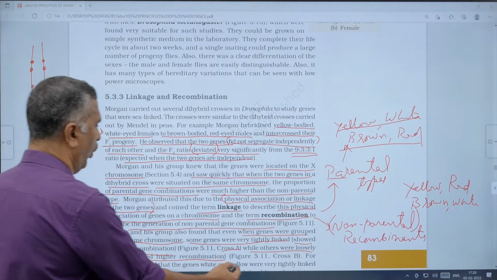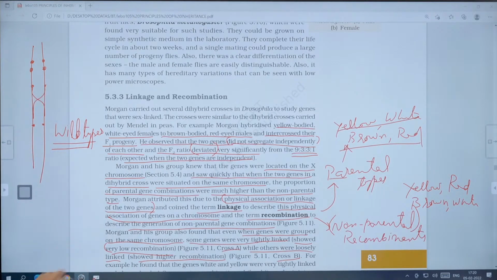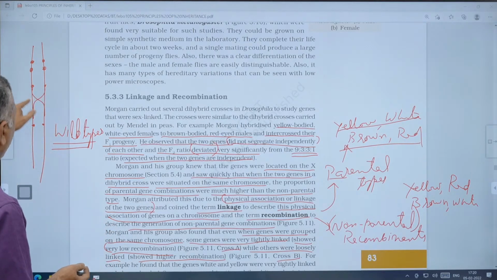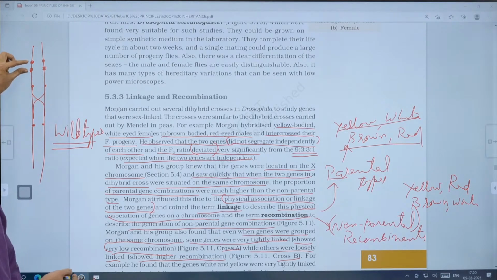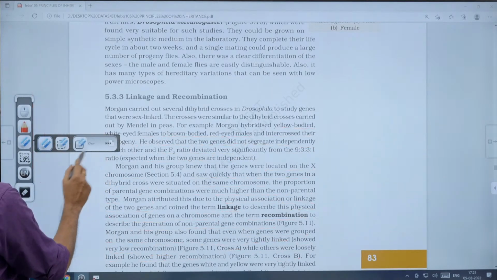That is figure 5.11, cross A and cross B, on the next page. Loosely linked genes show higher recombination. Closely packed genes, very close to each other, have a physical association and show very low recombination. The results of Morgan's studies are linkage and recombination. These two concepts are very important.